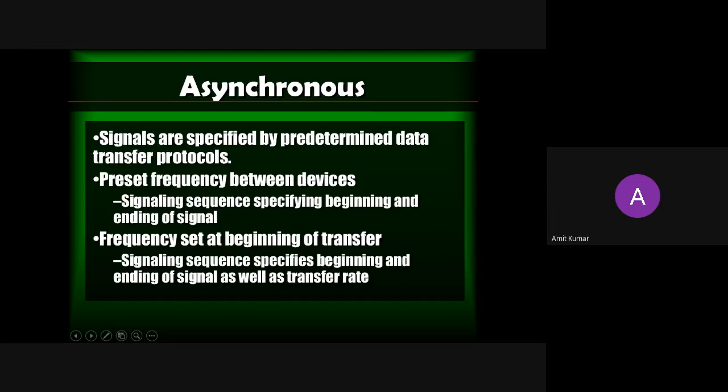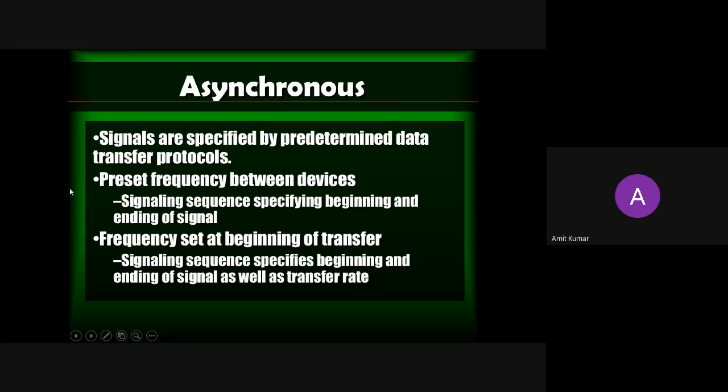Now, the second type of serial communication is asynchronous serial communication. Here, signals are specified by a predetermined data rate transfer protocol. Before sending the data, we are sending the clock frequency, so that your receiver will be able to know at which rate I am sending the data. That is the first thing which we are doing in asynchronous communication.